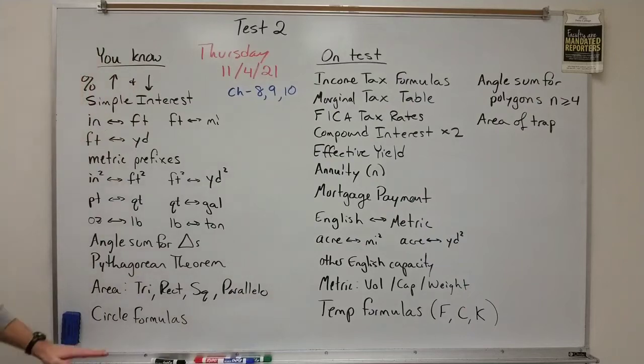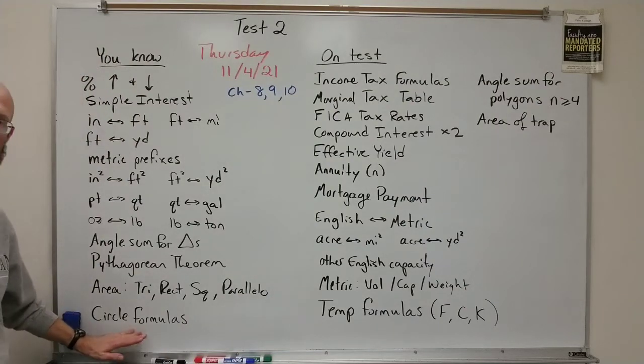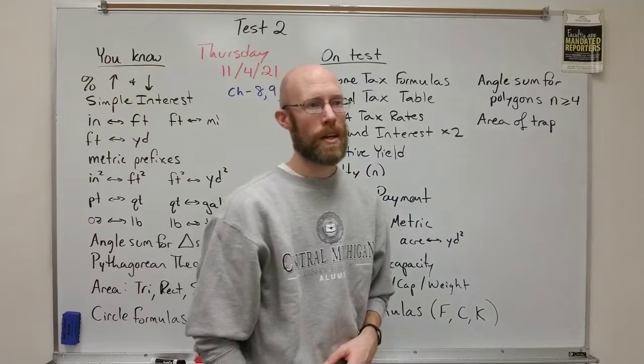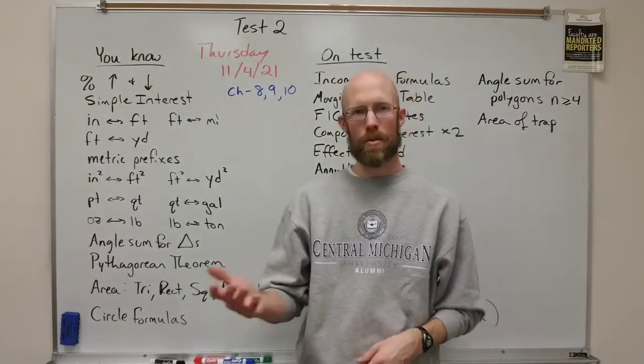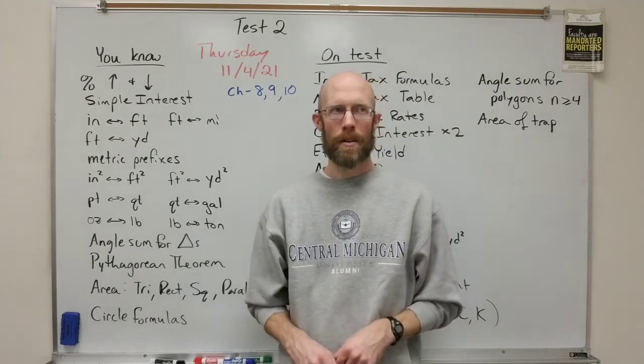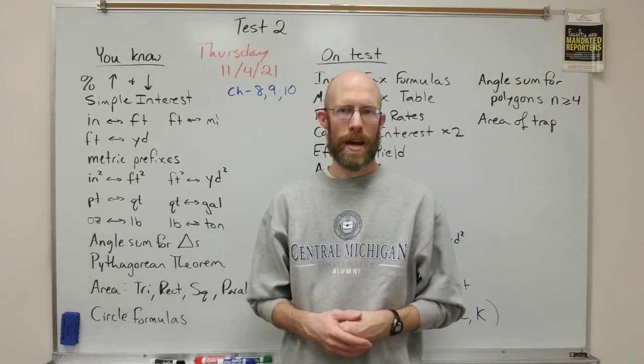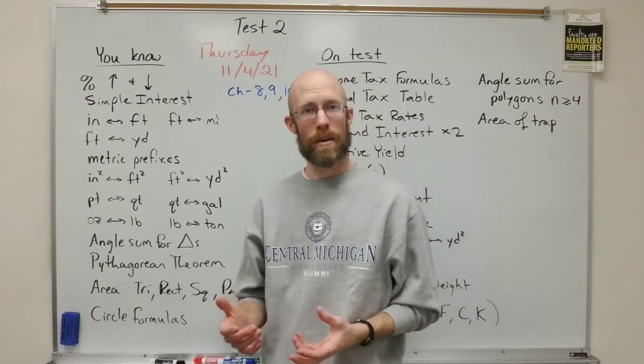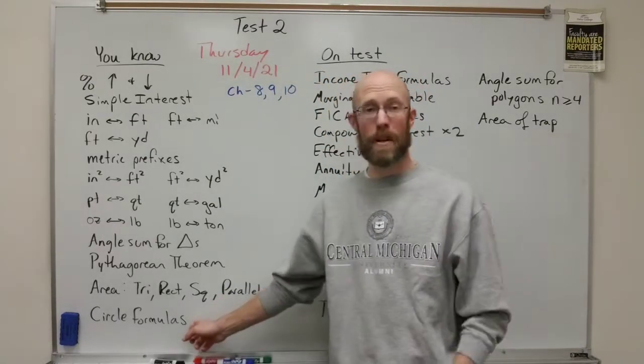And then I am going to expect that you guys know the circle formulas. That's your diameter is 2 times the radius, circumference is pi times the diameter, or 2 pi times the radius, and the area is pi times the radius squared. So those formulas, I am going to expect you guys to know those.